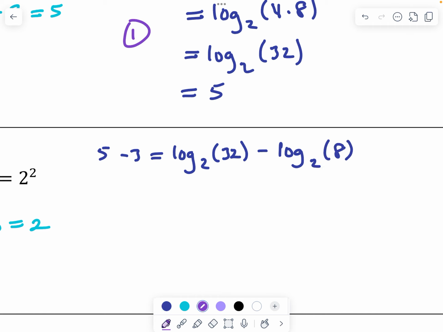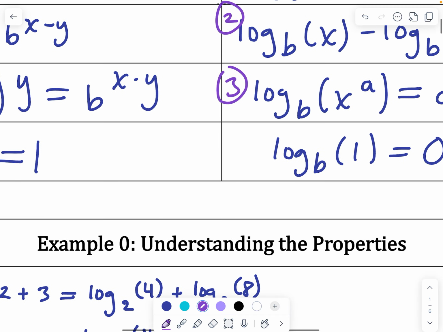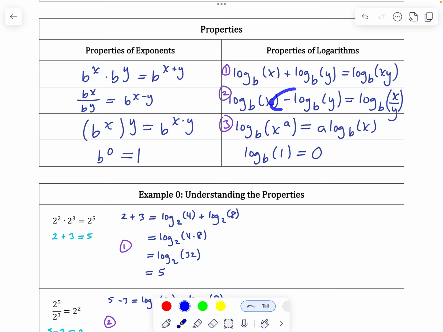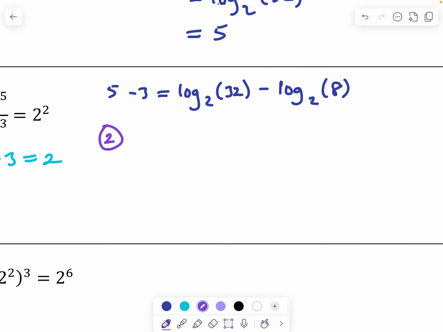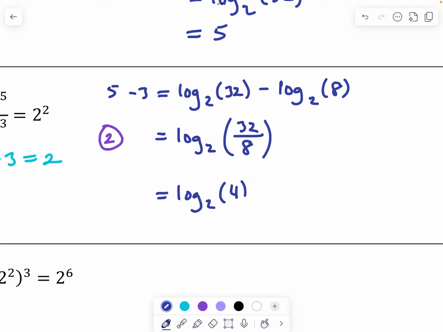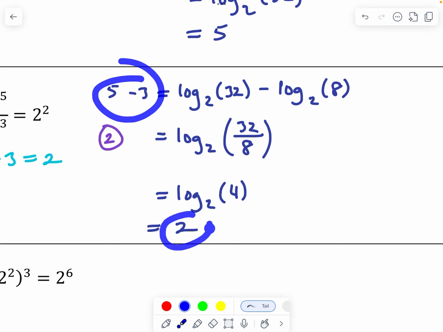All right, good. And let's apply the second property of logarithms from the beginning, which says, right, if I have subtraction outside the logarithm, that corresponds to division inside the logarithm. So we're going to divide the 32 and the 8. Log base 2 of 32 divided by 8, which is log base 2 of 4. And log base 2 of 4 is 2. And sure enough, right, 5 minus 3 is 2. There should be no surprise there. But that is the second property of logarithms.